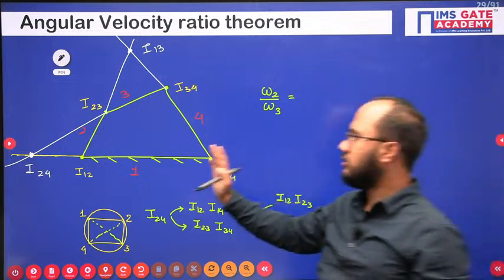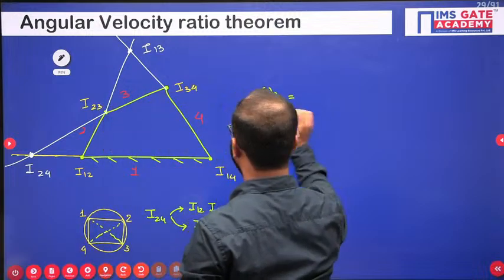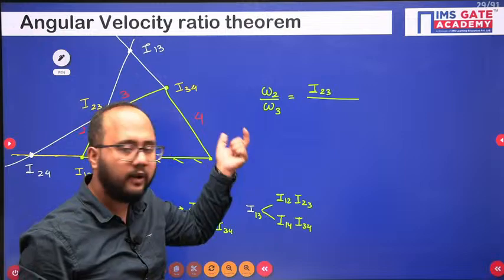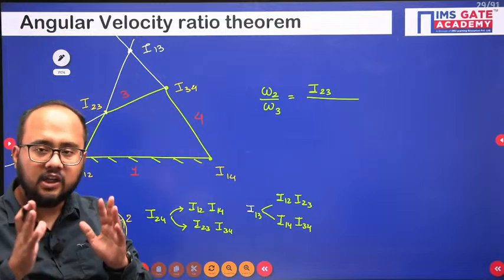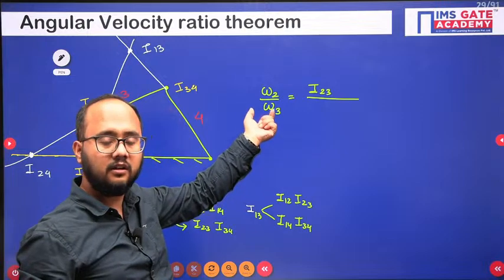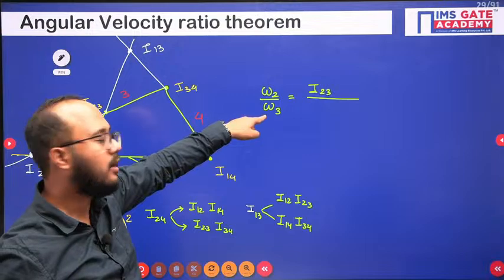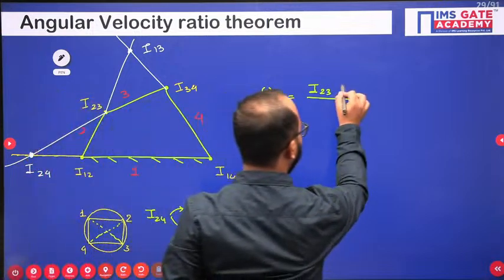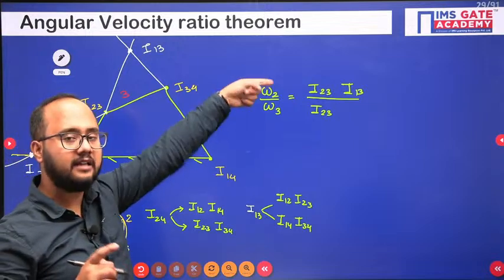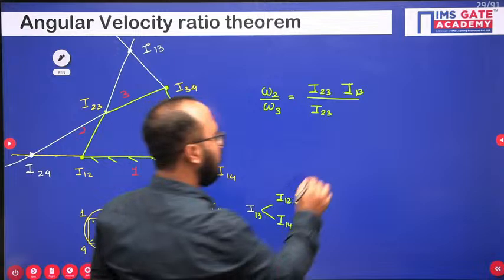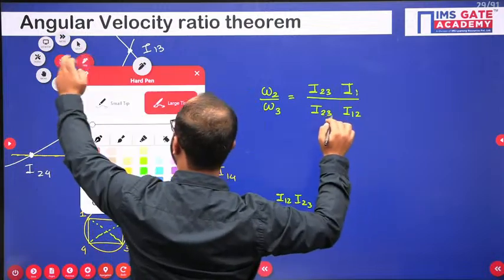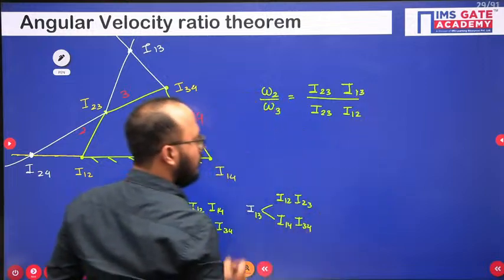Now how do we write the angular velocity ratio theorem? Please everyone understand. I want to write omega 2 by omega 3. What is the common I-center between 2 and 3? It is I23. In the numerator, the distance of the common I-center from that I-center which is in the denominator with respect to the fixed link: in the denominator 3 is there, with respect to fixed it is I13. And again, the distance of the common I-center from the I-center of the link in the numerator, that is 2, with respect to fixed, that is I12. I hope you are able to understand these basic things. So this is one way of writing.